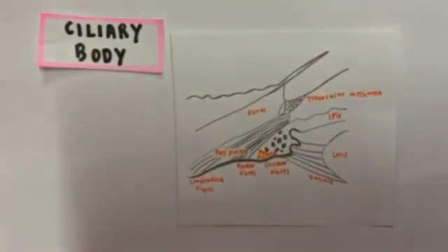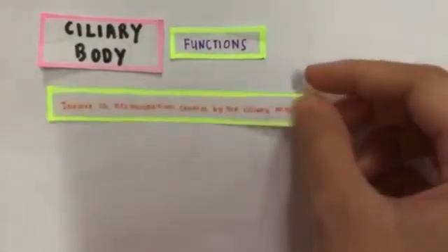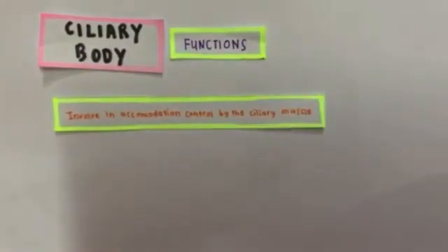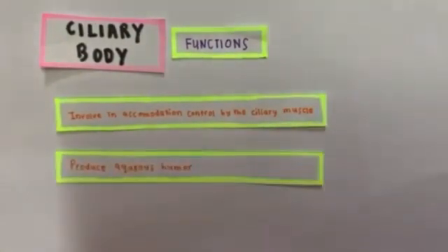The drawing shows the structures that make up the ciliary body, which are the trabecular meshwork, pars plana, pars plicata, longitudinal fibers, radial fibers, and circular fibers. The functions of the ciliary body are that it is involved in accommodation control by the ciliary muscle. It also produces aqueous humor.